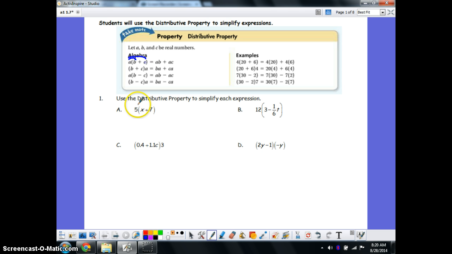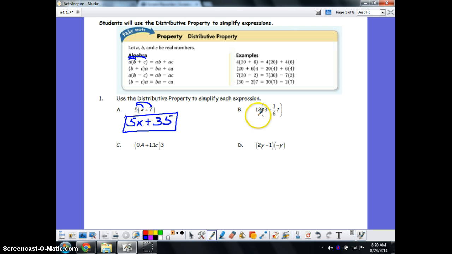So for example, in A, we're going to distribute this 5 by multiplying it to each one inside. So we're going to have the 5 times the x, and then 5 times the 7, which becomes 35. And there is that result.